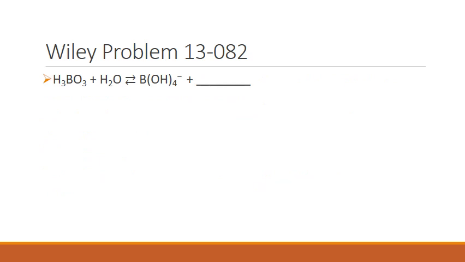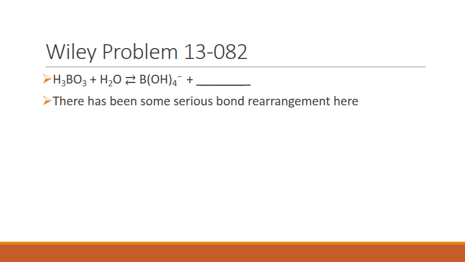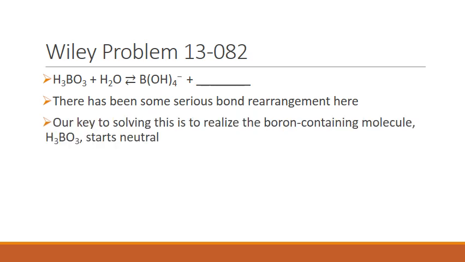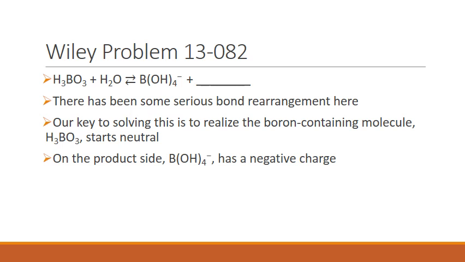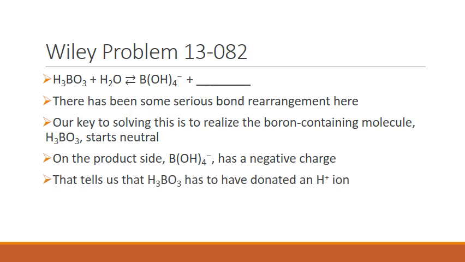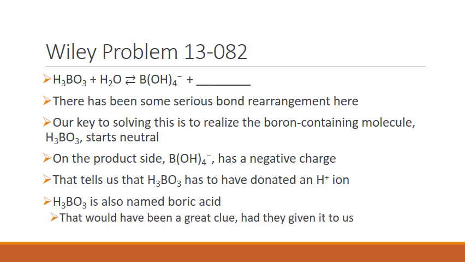We've got H3BO3 plus water gives us a boron, 4 hydroxides, a negative charge, and another product. There's been a lot of bond rearrangement here. Now our key to solving this is to realize that our reactant, H3BO3, starts out neutral, and then as a product it has a negative charge. Based on what we've learned before, that tells us that the H3BO3 has donated an H+ ion to start neutral and go negative. The name for H3BO3 is boric acid.